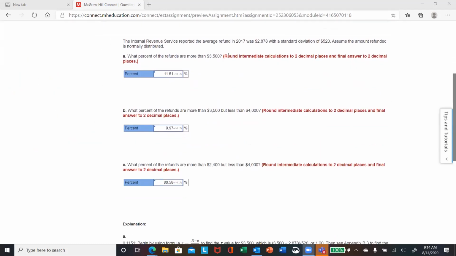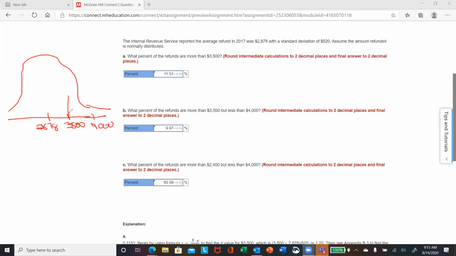On B, on this one, they want you to go between 2 z-values. So again, I would draw my curve. And again, we know the mean of 2878 is in the middle. And it says, what percent of refunds are more than 3,500? So there's 3,500, but less than 4,000.